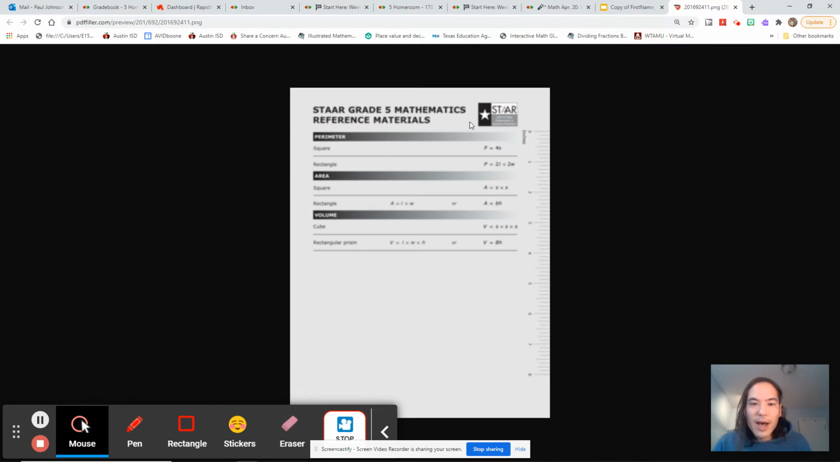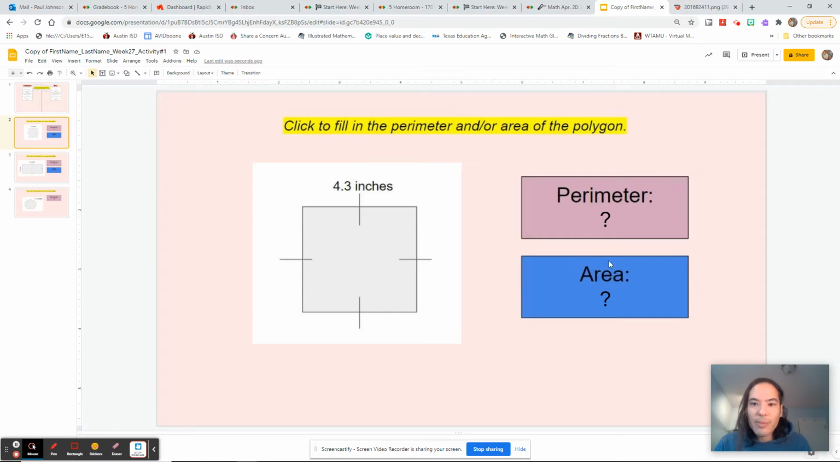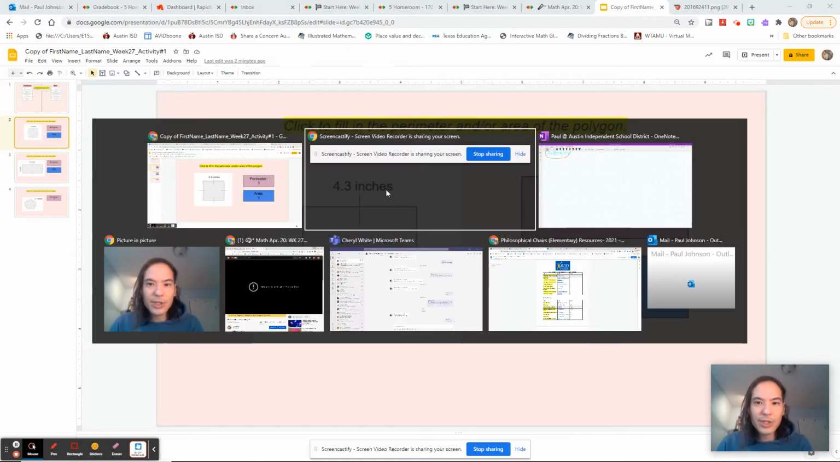All right, so when we are looking at perimeter and area, first of all, we need to determine what kind of shape this is. What kind of shape is this? And if you look at these little lines, that says that all four sides are congruent. So if all four sides are congruent, this is a square. All right. So with a square, let's go to our handy dandy cheat sheet.